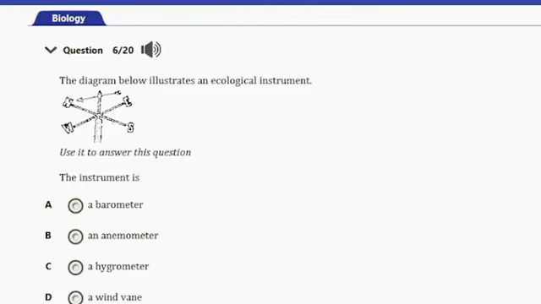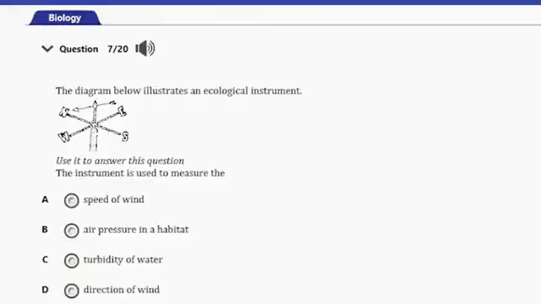Question number 6. Here we also have a diagram, and the diagram here shows an ecological instrument, and the question says use it to answer this question. The instrument is A, a barometer, B, an anemometer, C, a hygrometer, D, a wind vane. So actually guys, this is a wind vane. So option D is the answer to this question. Let's consider the next question.